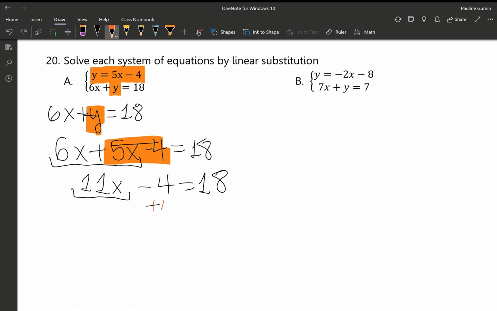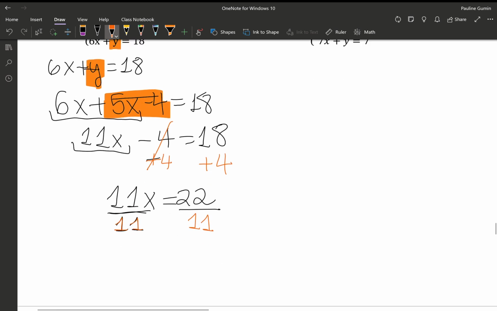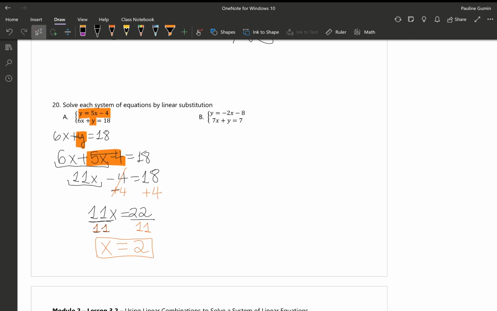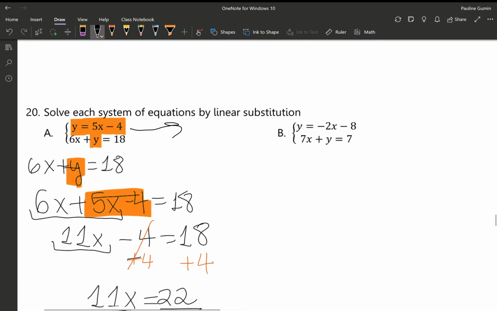Next, I'm going to add 4 to both sides. So we've got 11x equals 22. And I finish this up by dividing both sides by 11. All right, 22 divided by 11 gives us that x equals 2. Wonderful. We found x. Now that we have x, we can easily find y, and this is how we're going to do it. We're going to use this top equation.